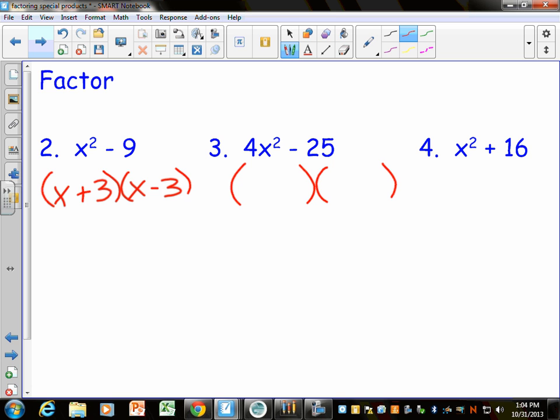So what about 4x squared? Can you think of a number times itself that gives you 4x squared? Yeah, 2x. So that goes in the first one. Oh, I almost forgot my 2. And what number times itself gives you 25? And what do your signs have to be? One has to be negative, one has to be positive. And we done it.